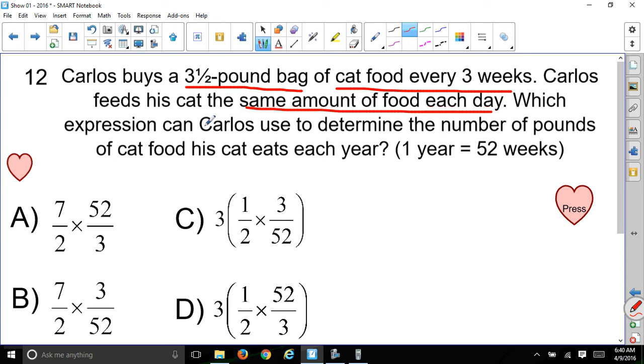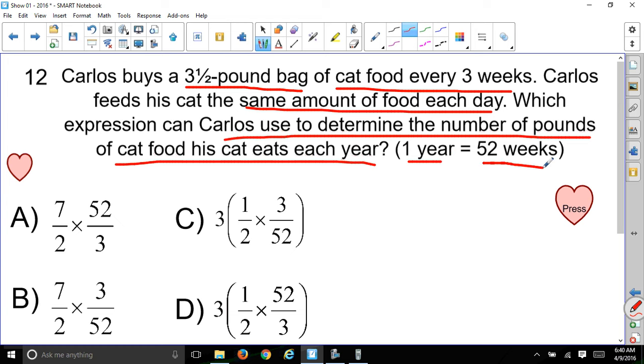Which expression can Carlos use to determine the number of pounds of cat food his cat eats each year? Okay, so they didn't give us the answer. They even gave us 1 year is equal to 52 weeks. So they didn't give us an answer. They gave us a way of solving the question. So we have to set this up.